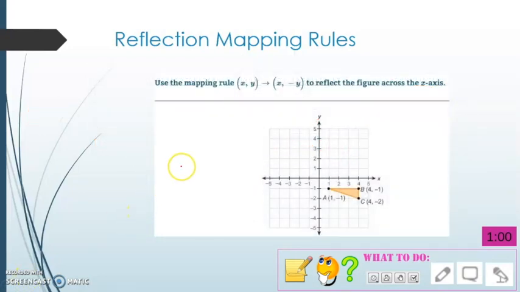Okay, let's use this mapping rule, (x, y) to (x, negative y), to reflect the figure across the x-axis. If you take each one of these points, all you have to do is change the sign on the y value. So (4, negative 1) is going to go to (4, positive 1). (4, negative 2) is going to go to (4, positive 2). And (1, negative 1) is going to go to (1, positive 1). So when I plot those points, of course you need to connect the lines for your shape.